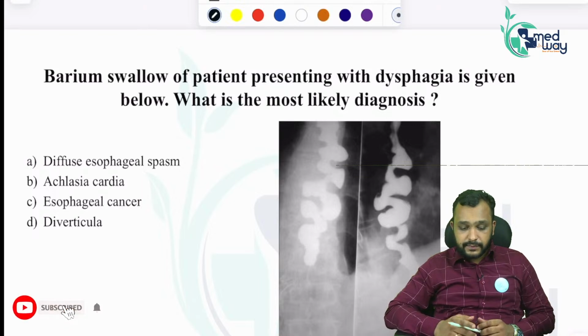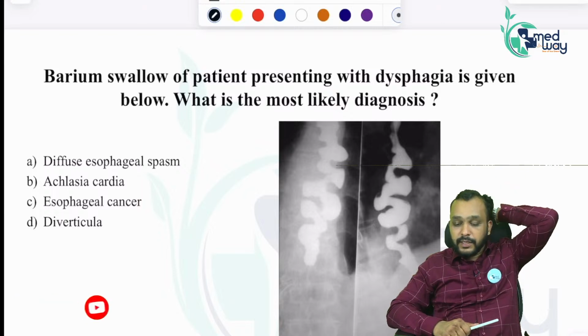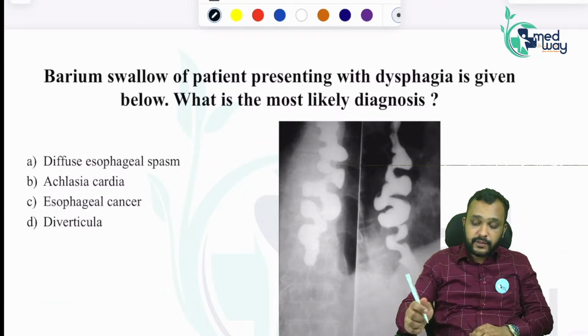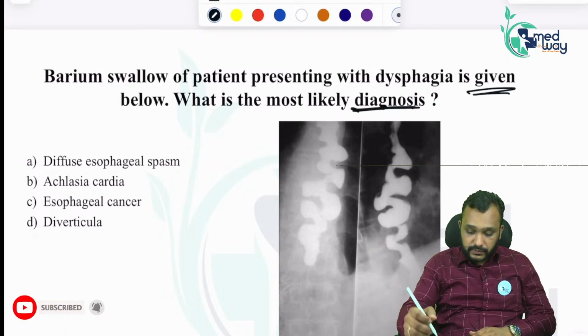Now guys, let us have a look at a few barium images. A barium swallow of a patient presenting with dysphagia is given below. What is the most likely diagnosis?